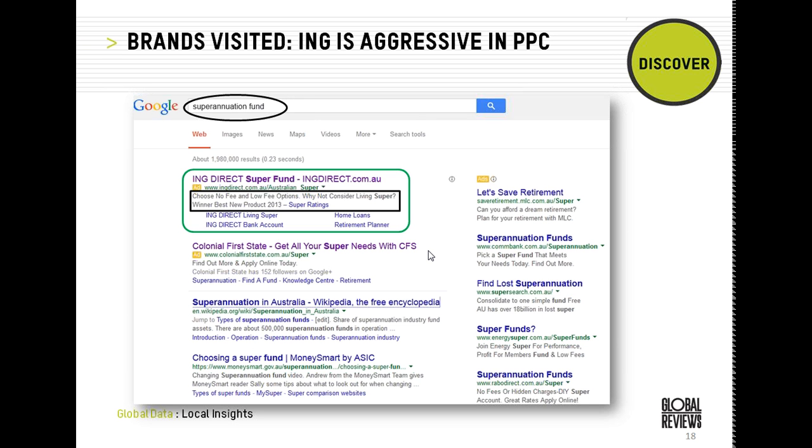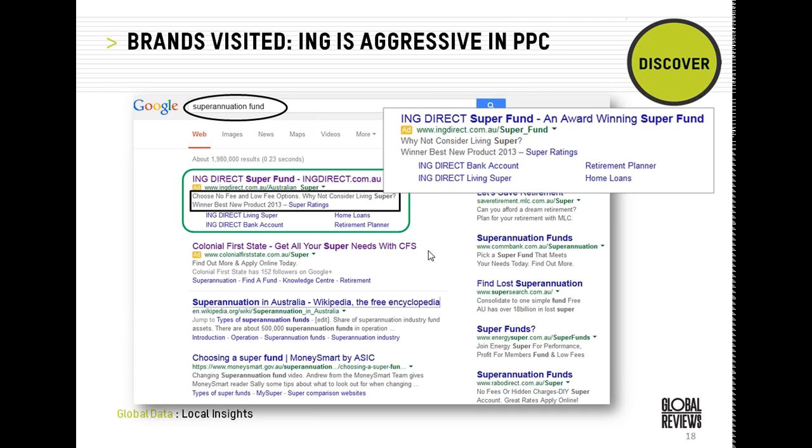So if we type in superannuation fund, which is one of the common terms that were typed in the keywords, along with a number of other terms like superannuation accounts or super funds or super, what we found is that ING Direct is very aggressive on their pay-per-click advertisement, and one of the strengths that we saw is that they were not just on this particular term, but a lot of different keyword terms that are all related to super. The other strength of this search result is that it's quite compelling in terms of its enticing language, and therefore helps the click-through rate from this. So that's why this brand would have been visited a lot.